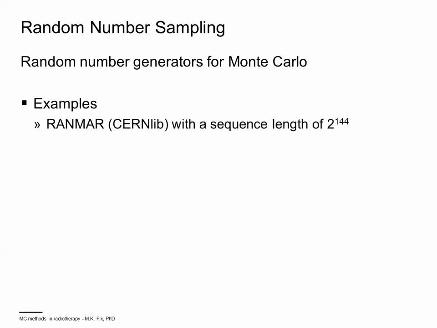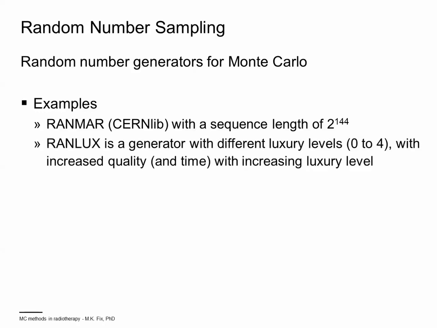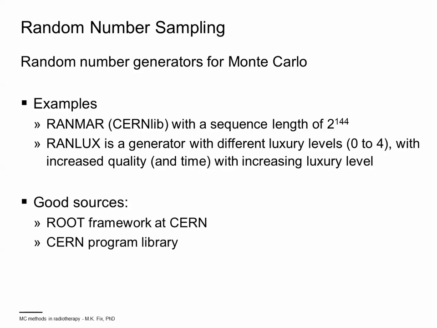Two examples of random number generators are provided here. The first, RANMAR from CERNLib, with a very long sequence of 2 to the power of 144. RANMAR is used in EGS4, EGSnrc, and XVMC. Another example is RANLUX, which is a generator with different luxury levels between 0 and 4, with increased quality and computation time for increased luxury level. RANMAR corresponds to RANLUX with a luxury level of 1 to 2. Other good sources are ROOT, which is a framework within CERN libraries, and the CERN program library itself.